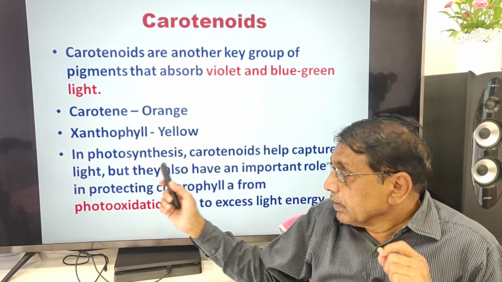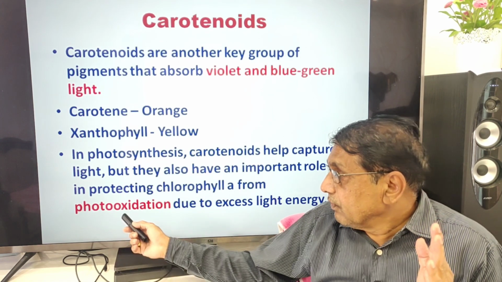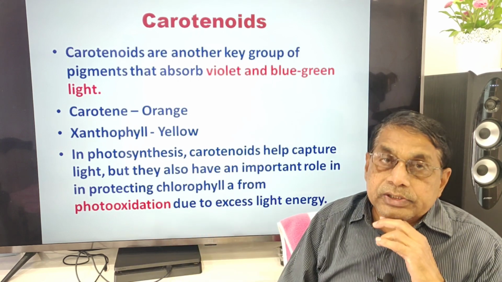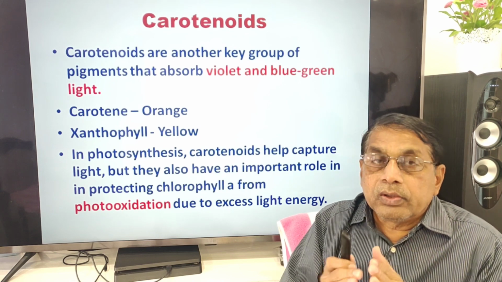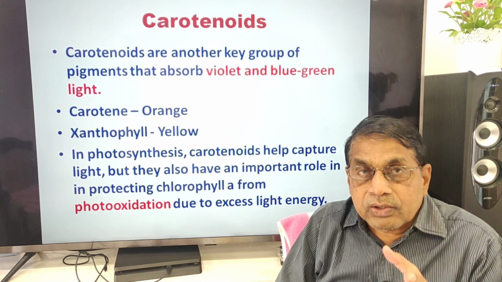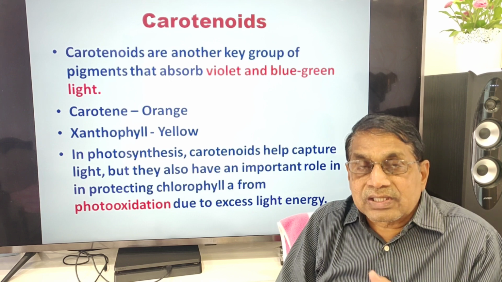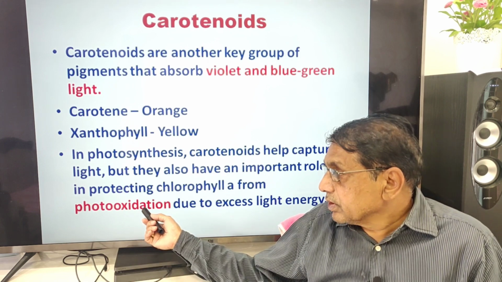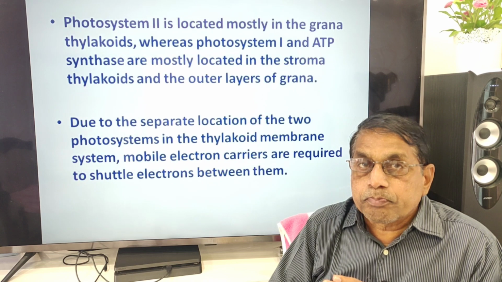Then, they protect the chlorophyll molecules against photooxidation due to excess of light energy. When there is excess of light energy, the chlorophyll molecules undergo disintegration; they are destroyed. So these carotenoid pigments protect the chlorophyll against the excess light. That phenomenon of disintegration is photooxidation, and against that they protect the chlorophyll molecules.